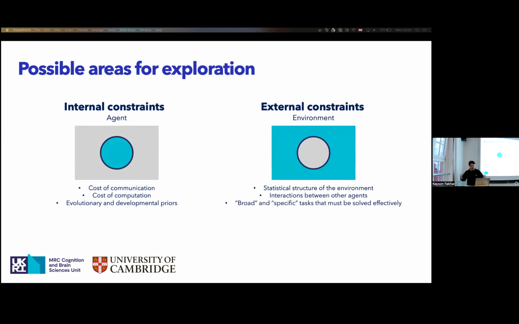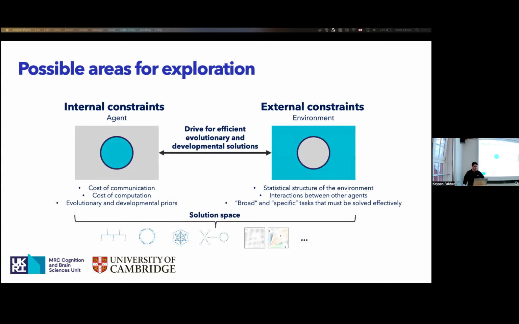So you've got the things in the environment. What's the structure in that environment? Is it noisy? Is it not noisy? What are the kinds of problems you want to solve? It could be the interaction between other agents, or broad tasks that must be solved, like general environmental tasks or very specific tasks. And of course, there's this drive for evolutionary developmental solutions. There might be loads of solutions to this, and so it's a big mess.